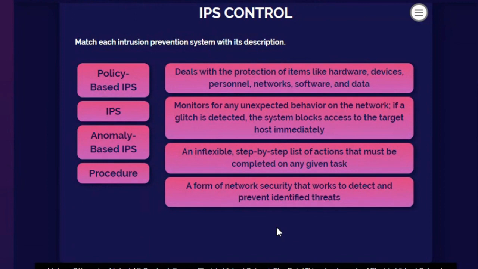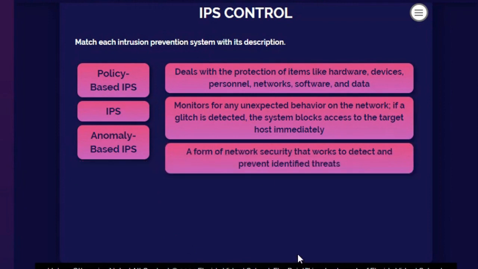Let's do procedure next. Which one is the procedure? The first, second, third, or fourth? Deals with protection items, monitors for any unexpected behavior. It's an inflexible step-by-step list. Dallin says that's 3. Right, yeah, the procedure is the list of actions. Here's our procedure. It's inflexible. This is what we do every time. All right, that's easy. Let's see a policy-based.